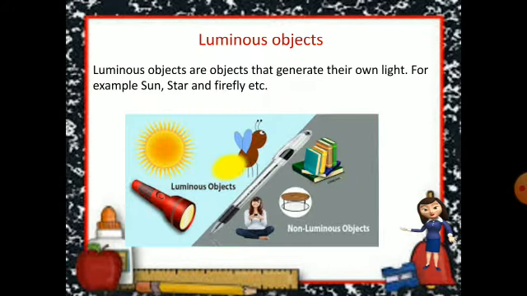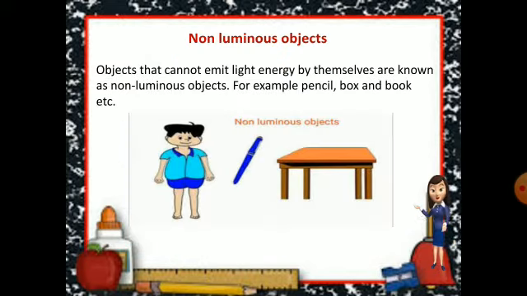Luminous objects. Luminous objects are objects that generate their own light. For example, sun, star and firefly, etc. Sun, star and firefly are sources of natural luminous objects. We have some man-made luminous objects also. For example, torch, candle and tube light, etc.